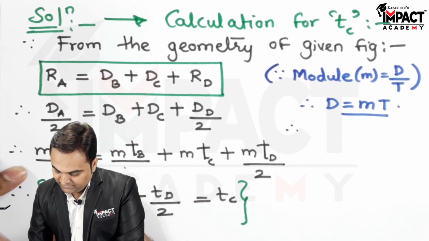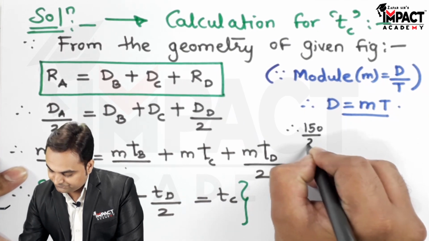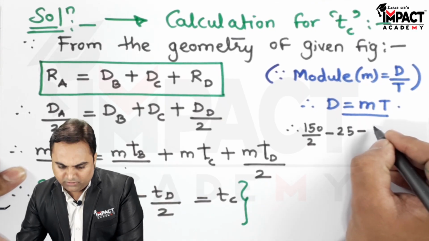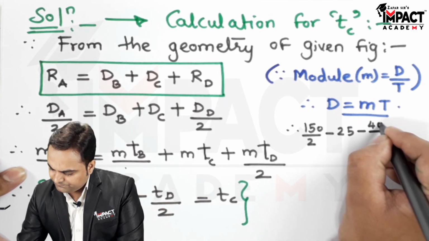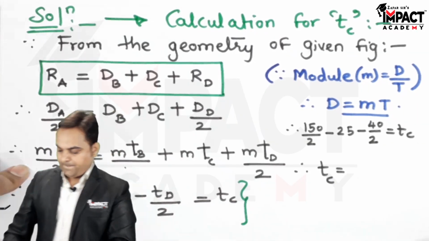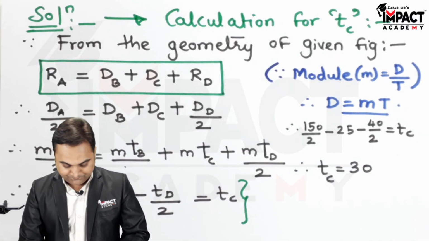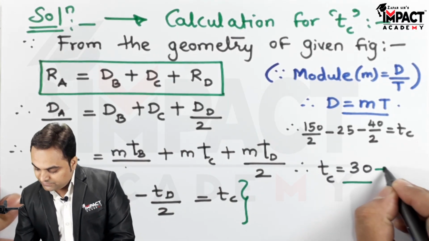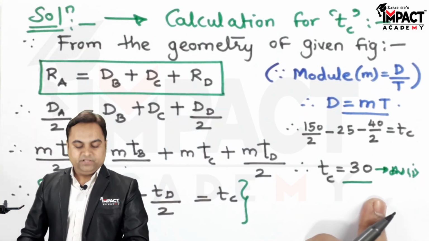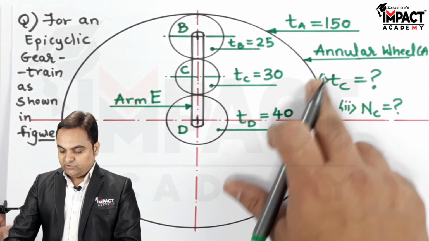Therefore, TA is given as 150, number of teeth on annular. The number of teeth on B is 25. Number of teeth on D is 40. So when we calculate here, the answer comes out to be 30. That's the first answer. That is, I found out the number of teeth on gear C and it is 30. So the first question has been answered.